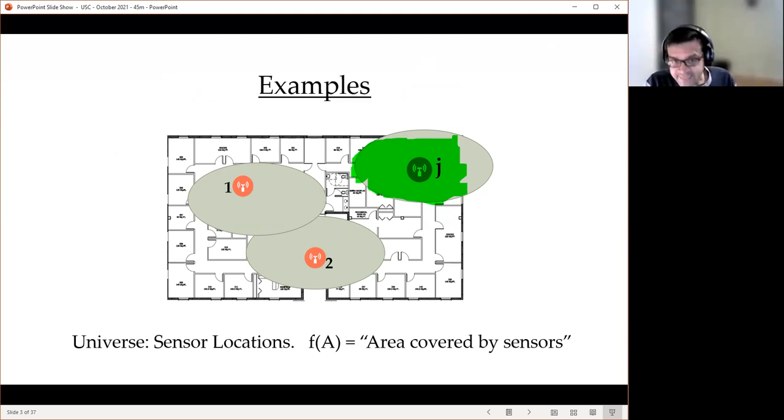Now, as stated, this function is monotone. The more sensors you open, the larger area you cover. But you can imagine a function which is the area covered minus the cost of opening the sensors, and that could be a non-monotone submodular function.